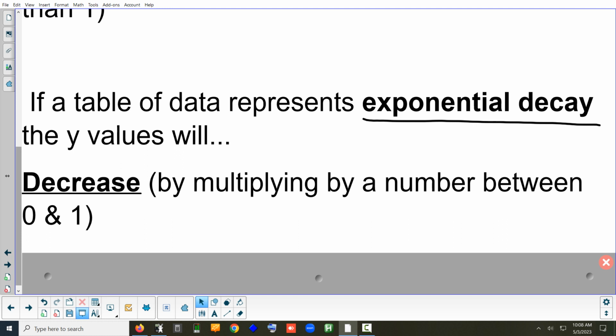So decay, think about what happens when something decays, right? If you put a bunch of leaves in a pile in your yard and leave them there, they decay. It means they break down. They get smaller. There's not as many leaves there if you wait 5 years from now because they decay. They break down. Okay, so decay means it gets less and less over time.